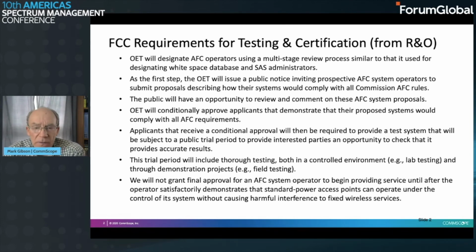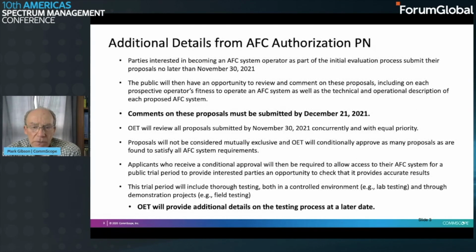The next slide, please, then describes a little bit more detail from the public notice. So proposals are due on the public notice from AFC operators no later than November 30th this year, so in about 2 months. Again, the commission reiterates that the public will have opportunity to comment on the proposals, and the comments must be submitted no later than December 21st this year. And the commission also says that any proposal submitted by November 30th will be treated concurrently with equal priority.